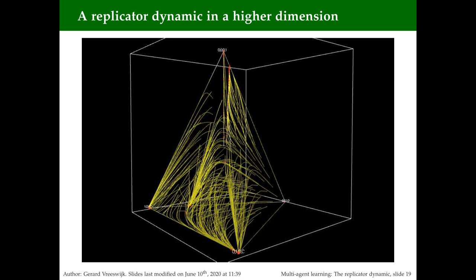So of course you can have replicator dynamics in higher dimensions. You see here a replicator dynamic of 4 species, 1, 2, 3, 4, represented in the 3-simplex. So the simplex in 3 dimensions.